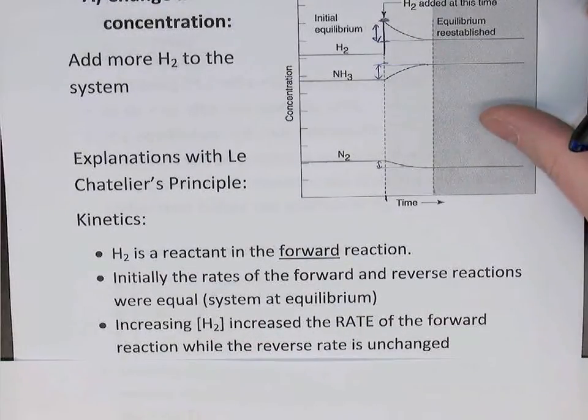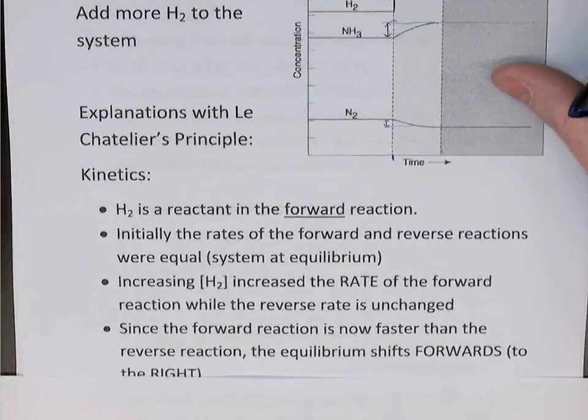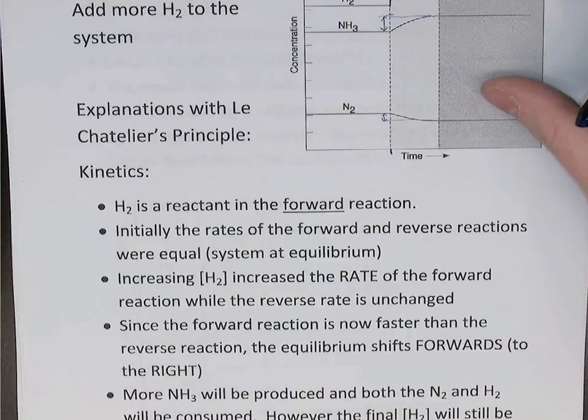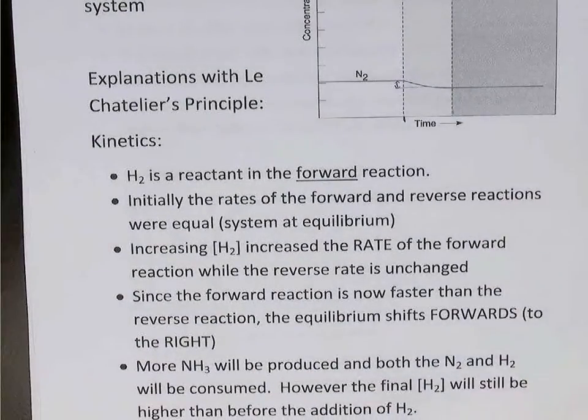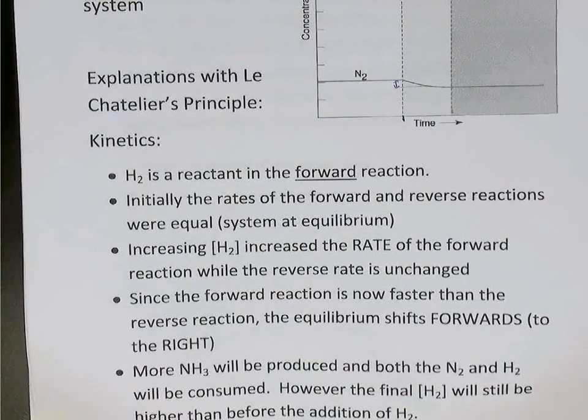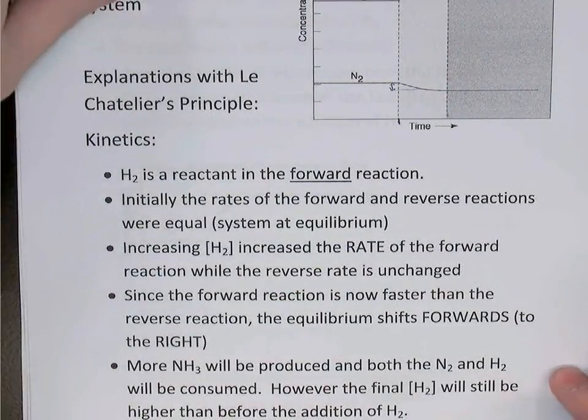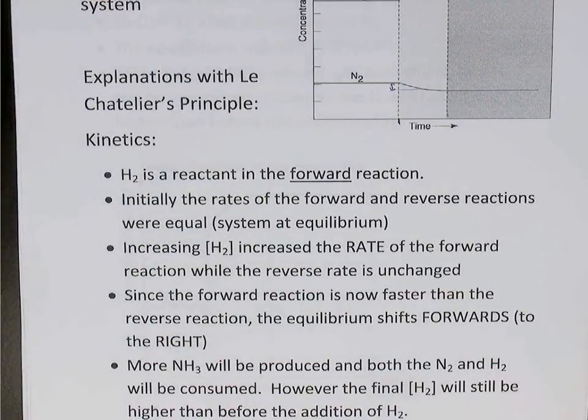So since hydrogen is a reactant in the forward reaction, adding more hydrogen will cause the forward reaction rate to increase. So now the forward rate is faster than the reverse rate, and that results in the equilibrium shifting forwards, or to the right. As we shift to the right, the ammonia will be produced while both the nitrogen and hydrogen will be consumed. However, the final hydrogen concentration still ends up being higher than it was before we added hydrogen.